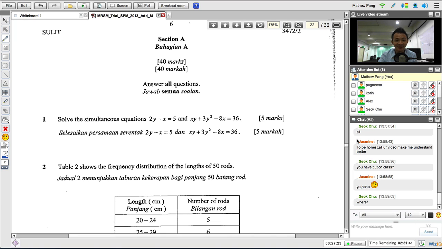Okay, let's start the virtual classroom today. First question is simultaneous equation. I think this is one of the easiest questions among the whole paper too.